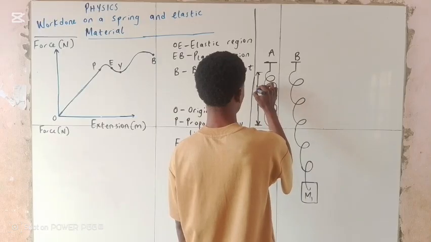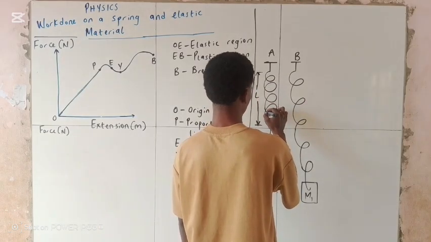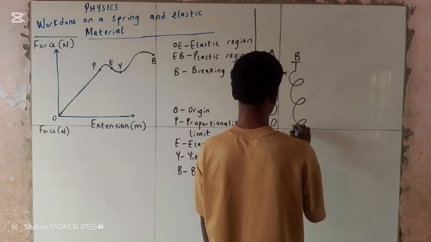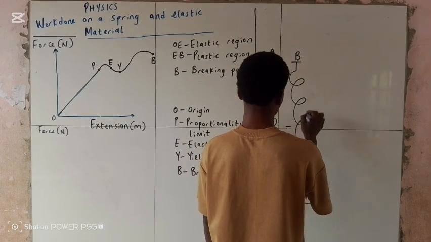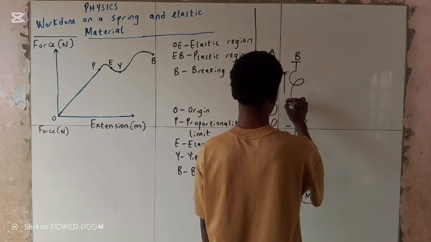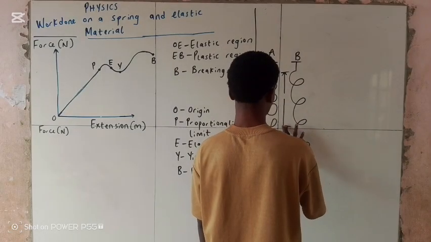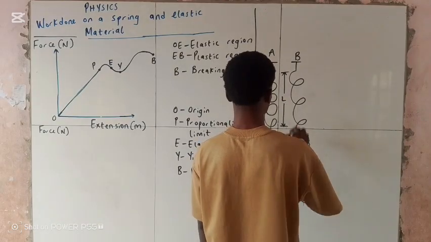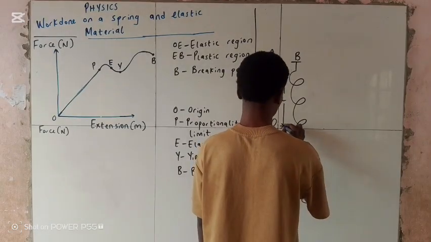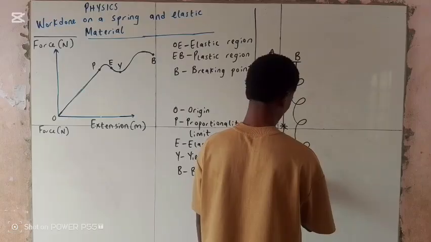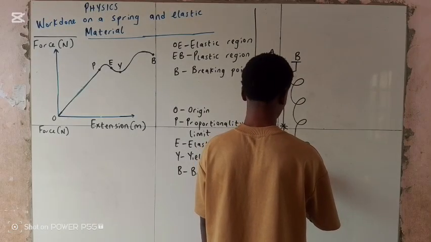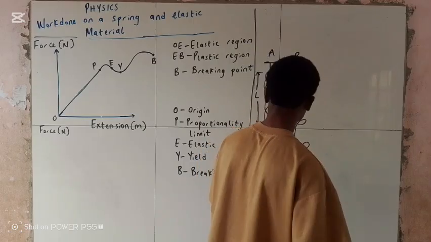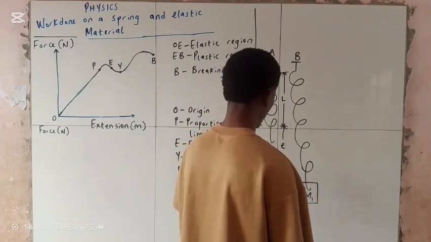Here is the length of the spring. From here to here, that is the original length of the spring. From here down to here, this is the extension. Let's call it extension 1.